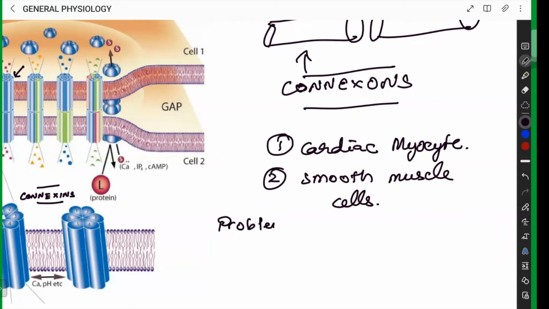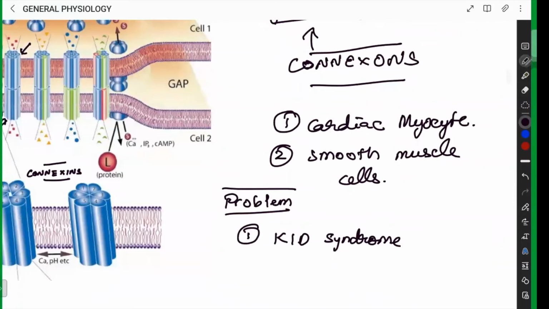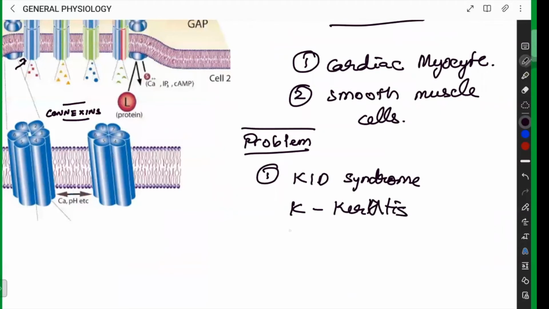Whenever there is a problem in your gap junction, you are going to have, number 1, KID syndrome. What does KID syndrome stand for? I'll tell you as a mnemonic. K stands for keratitis, inflammation of your epithelium. I stands for ichthyosis, and D stands for deafness. So these are the 3 important features.